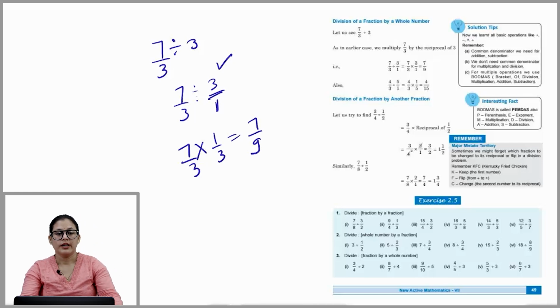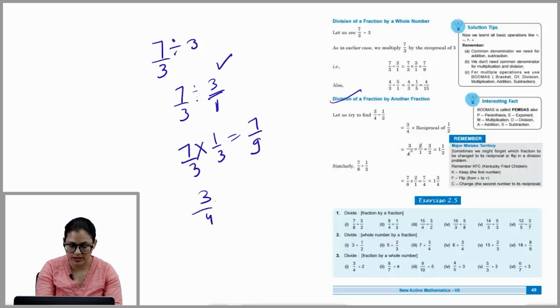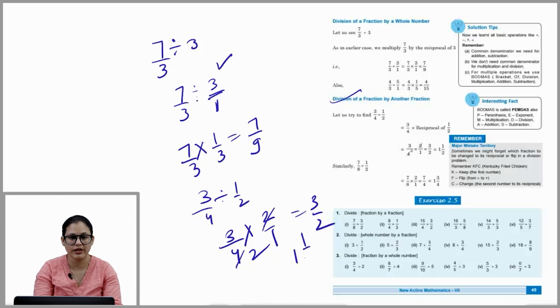Division of a fraction by another fraction. Let us try to find 3 by 4 divided by 1 by 2. 3 by 4 multiplied by the reciprocal of 1 by 2, that is 2 by 1. So you will get 3 by 2 or 1 whole 1 by 2.